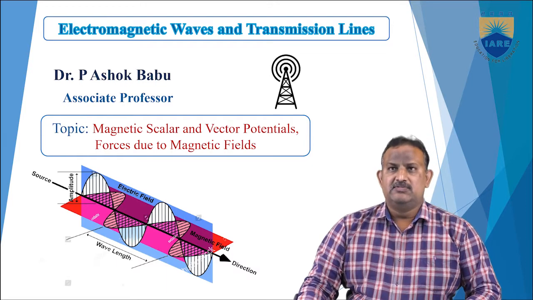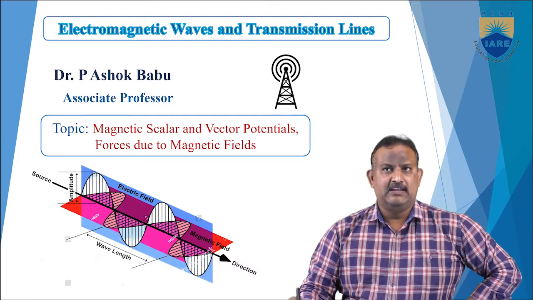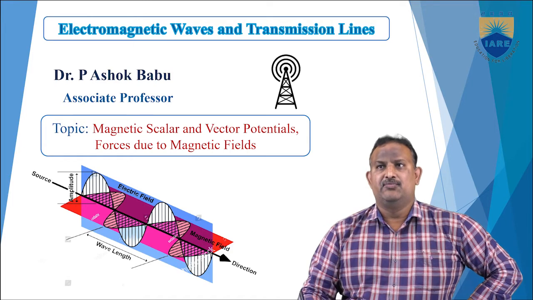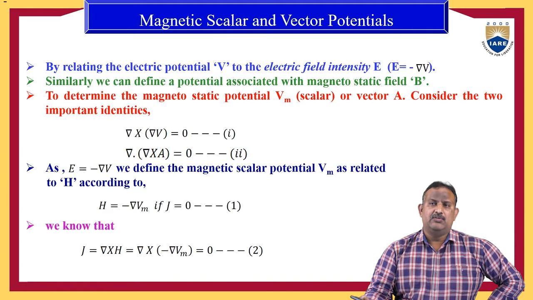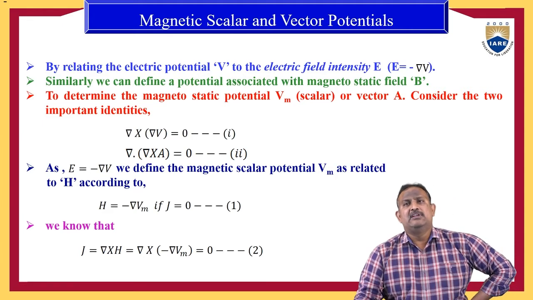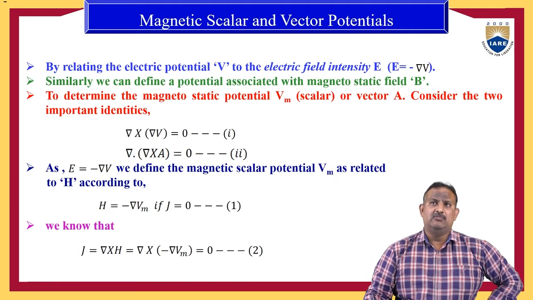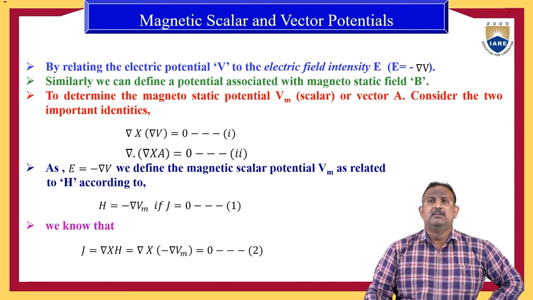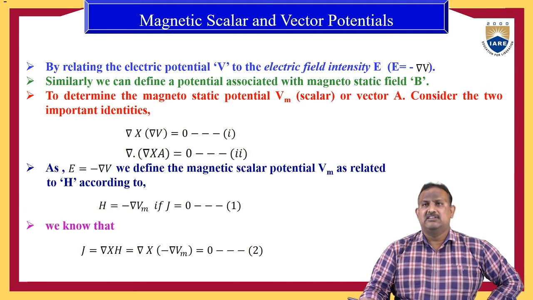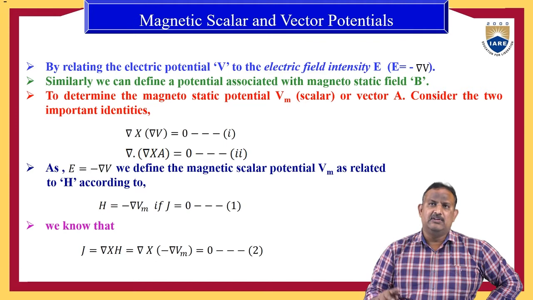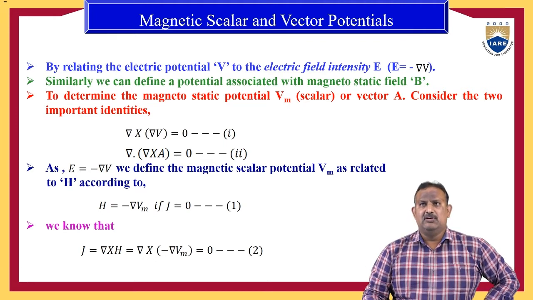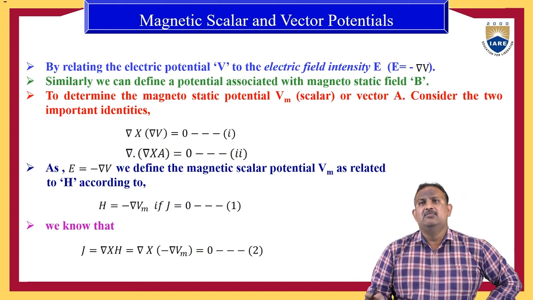So in this video, I am going to discuss the magnetic scalar and vector potentials due to magnetic fields. If you consider electric fields, we have only one potential, which is known as a scalar potential. Whereas in magnetic fields, you can define both scalar and vector potentials. It is the difference between electric and magnetic fields. In an electric field, we have only a scalar potential, whereas in a magnetic field, we can define both scalar and vector potentials.